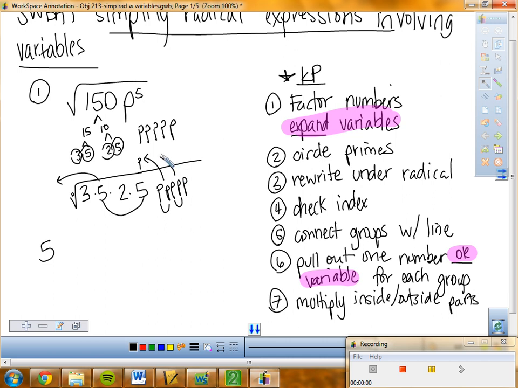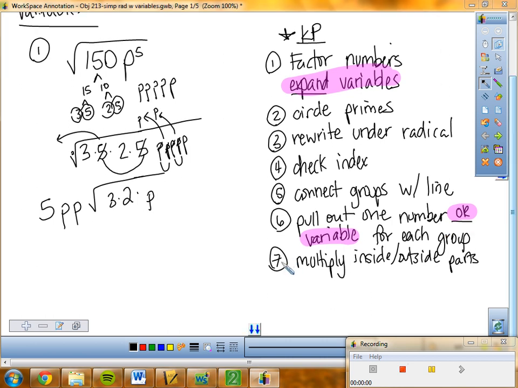Here I have a second group, so that's another p that's going to come out, and then that p is going to stay. So I have a p come out, another one comes out. I have my square root, so this is gone, and 4 of these are gone. So I have a 3, a 2, and 1 p left inside. So in order to simplify this, I do the very last step, which is multiply the things inside and outside. So 5 times p is just going to become 5p, and p times p, I know I add my exponents, becomes p squared. Then I have the square root of 3 times 2 is 6, and p stays inside.